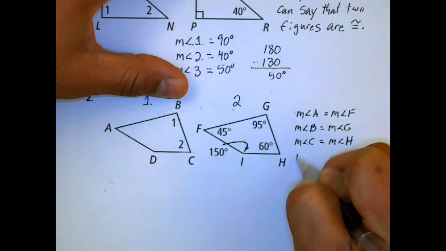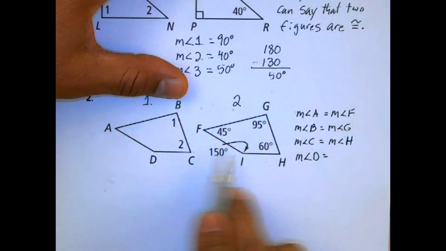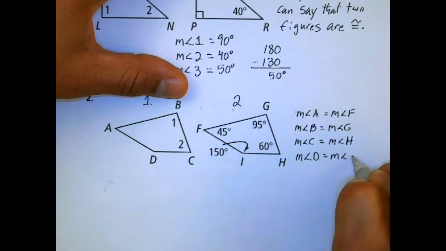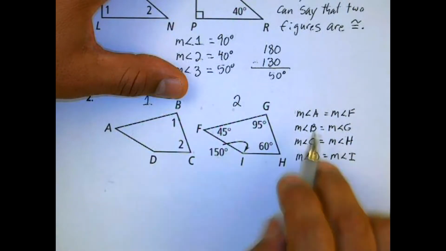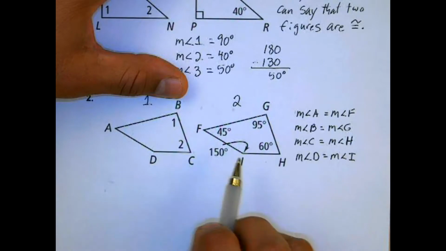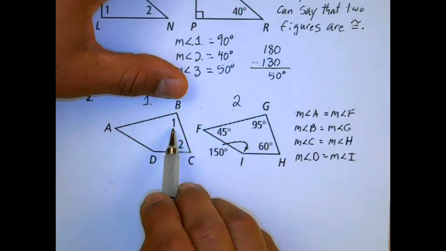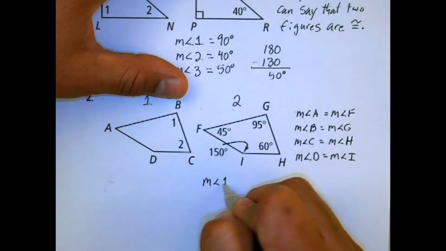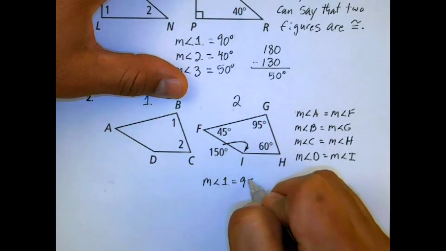And the measure of angle D, it's kind of strange to see it, right? Here, these two are congruent to each other, and that will be equal to the measure of angle I. Okay, so now that we have each angle's corresponding angle, we can go to angle B, and that's going to be equal to angle G. So the measure of angle number 1 is going to be equal to the measure of angle G, which is 95 degrees.